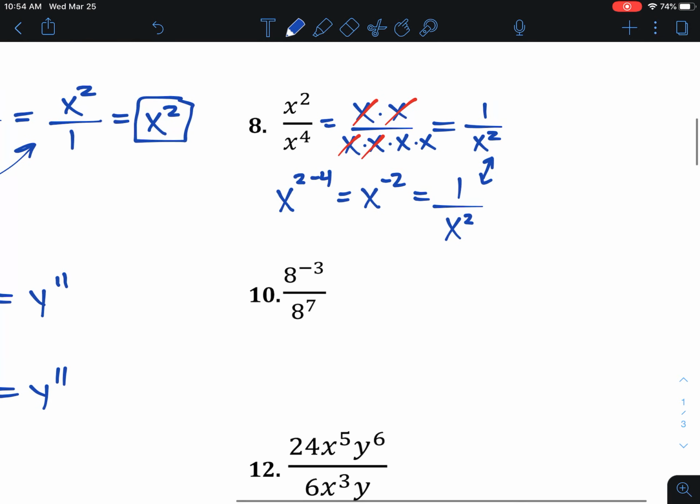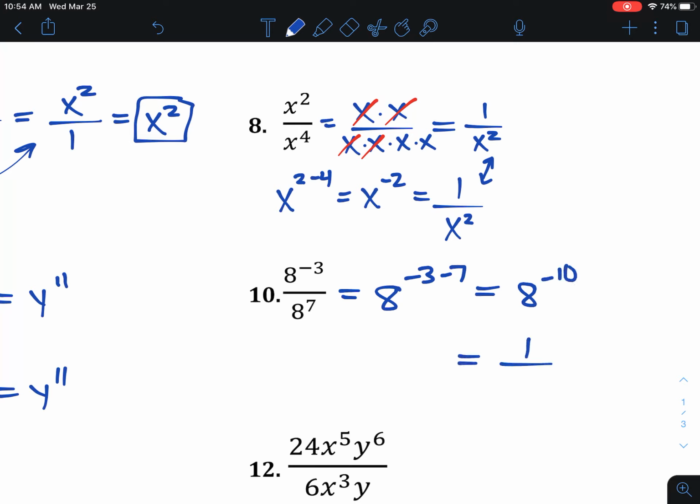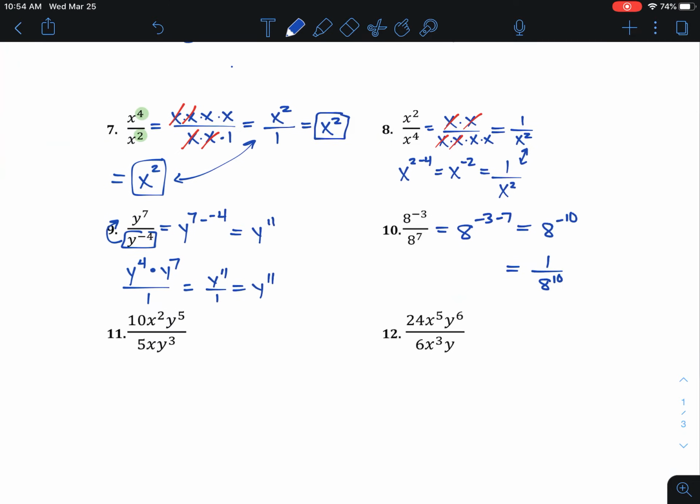For this one, very similar. We're just going to keep the base. I'm going to use a shortcut and just subtract the exponents. So that would be 8 to the negative 10. We wouldn't leave it as a negative exponent, though. You put it in the bottom of the fraction as a positive, 1 over 8 to the 10th.